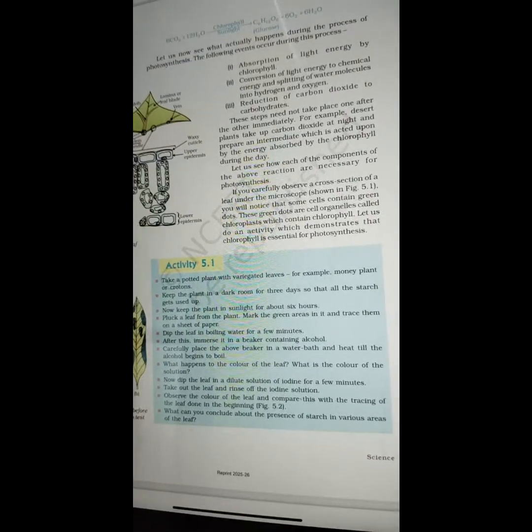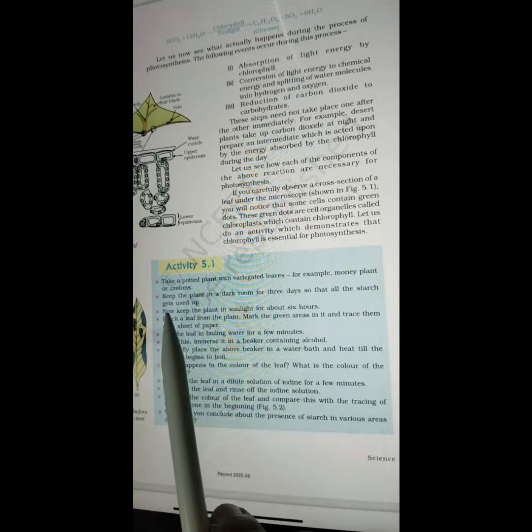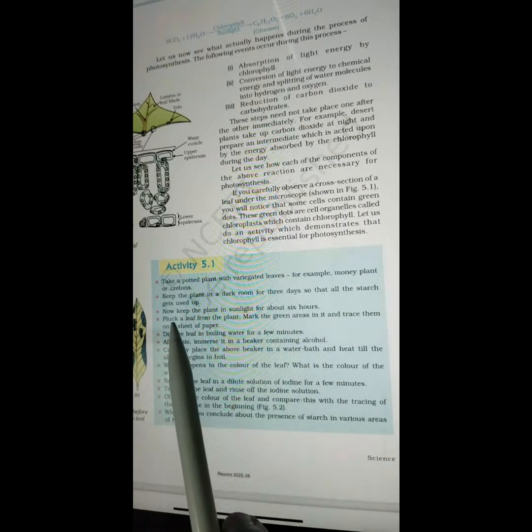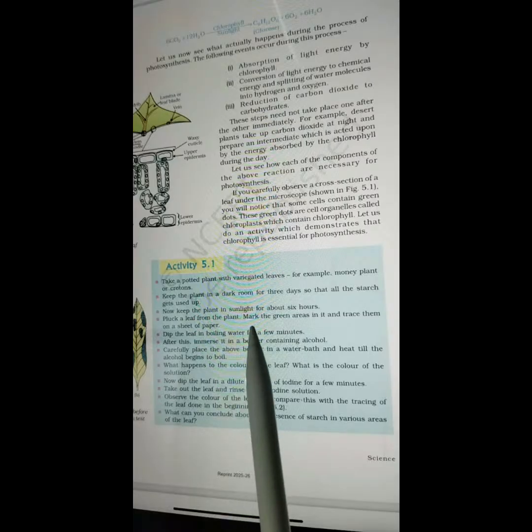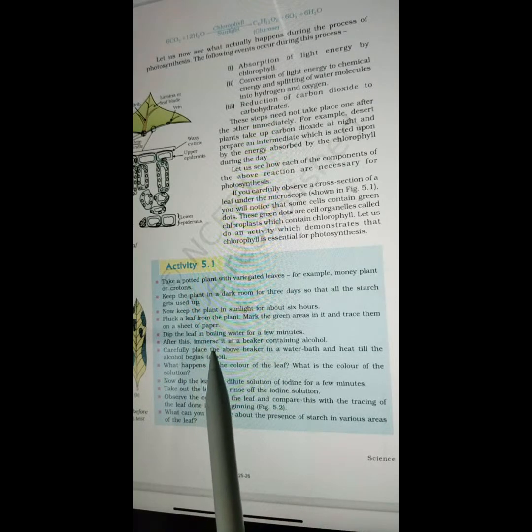So here is activity 5.1. Take a potted plant with variegated leaves, for example, money plant or crotons. Keep the plant in a dark room for 3 days so that all the starch gets used up. Now keep the plant in sunlight for about 6 hours. Pluck a leaf from the plant, mark the green areas in it, and place it on a sheet of paper.